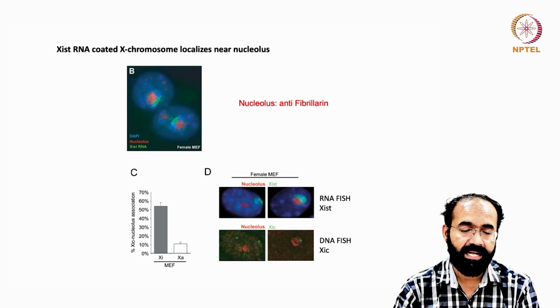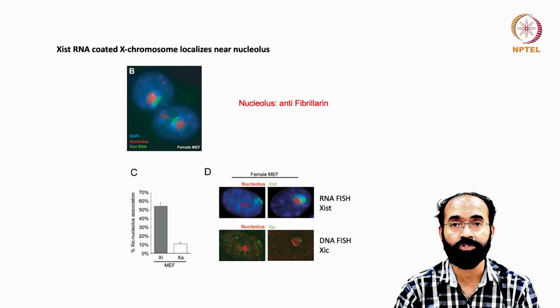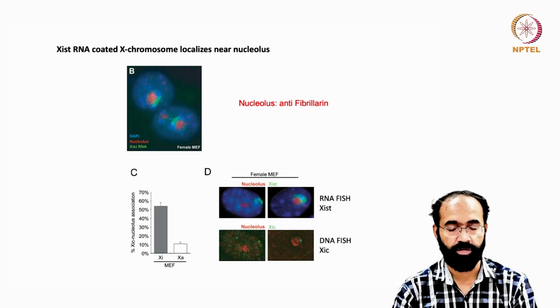So the X-inactivation center always has a nucleolar association if it is the inactive X chromosome, and if it is an active X chromosome, it does not have a nucleolar association. So this is something important to notice.